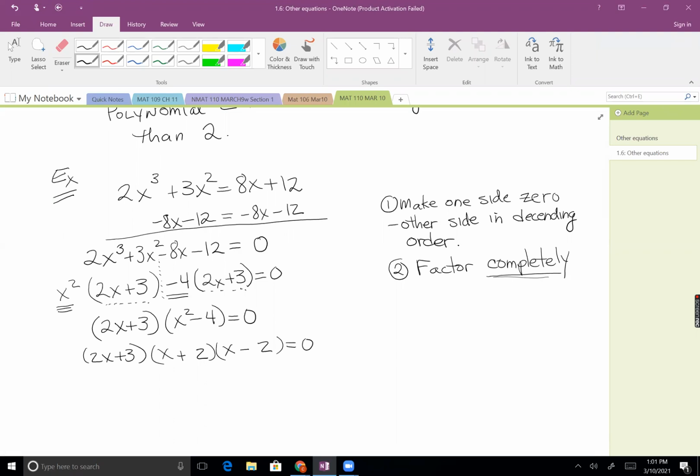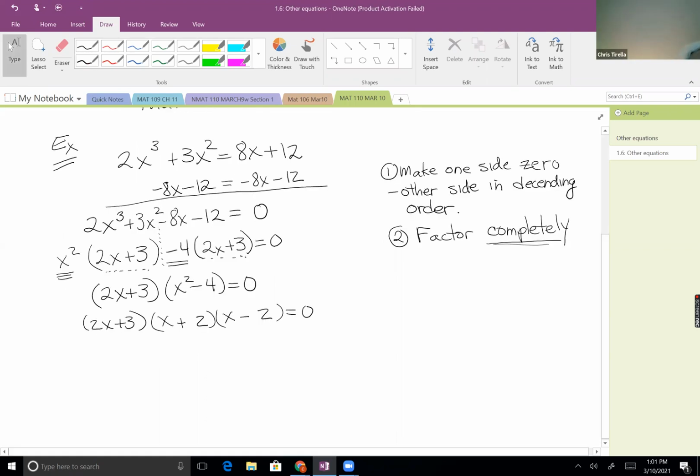Yep. So now that it's factored completely, and we know that when I multiply those things, the product is 0, can't we use the 0 multiplication property to set each factor equal to 0?